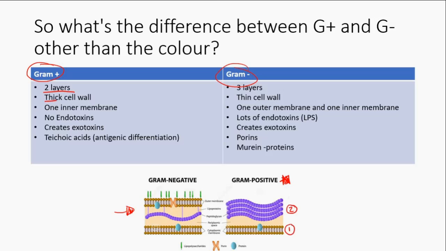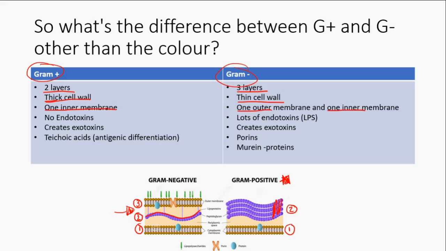In contrast, a gram-negative has 3 layers. So it has, number 1, your inner cell membrane, then it has this thin cell wall, and then it has your outer cell membrane. Okay, a gram-positive has a thick cell wall, whereas the gram-negative tends to have a very thin cell wall. And as we said, a gram-positive has 1 inner membrane, whereas a gram-negative bacteria will have 1 outer membrane as well as an inner membrane, right?